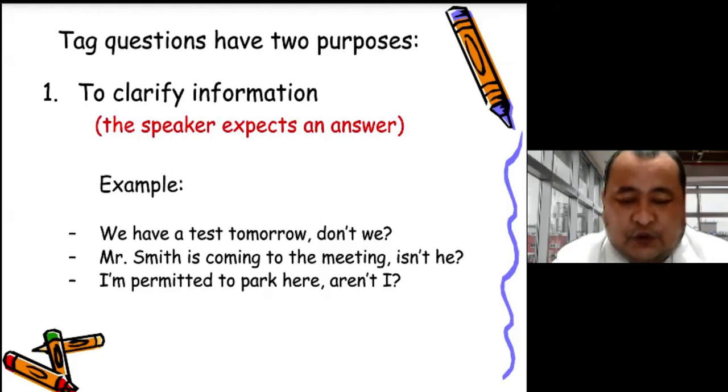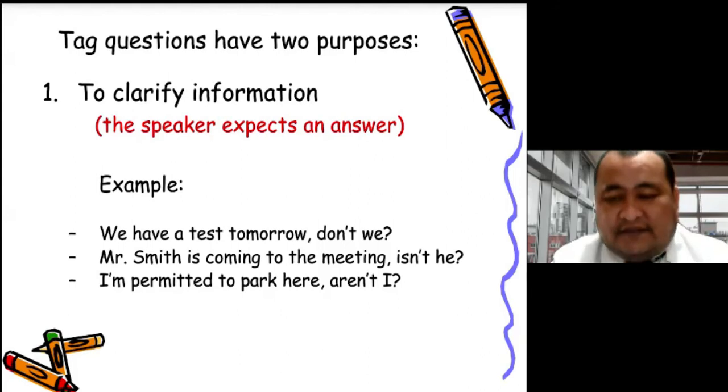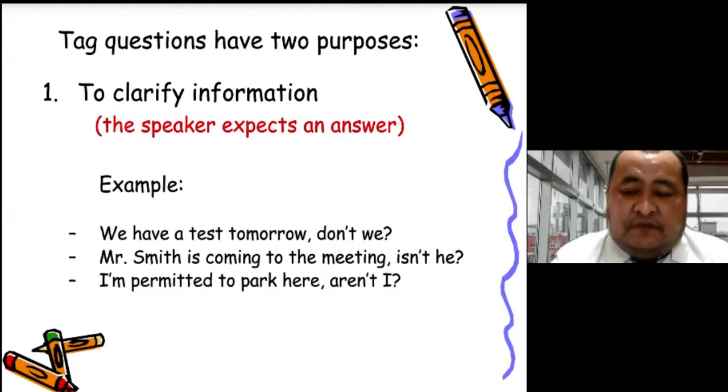I'm permitted to park here, aren't I? I'm permitted to park here. Aren't I is the tag question. And special for I am, the tag question is not am not I, but becomes aren't I. I am permitted to park here, am not I is a wrong tag question. It has to be aren't I. So that is a specific or special tag question for I am.